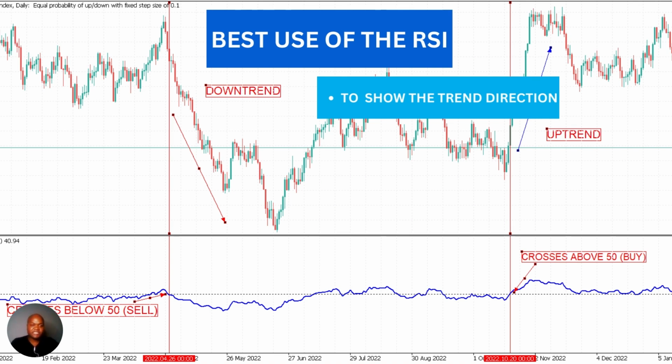We can see from the chart that when the RSI was below 50, the market was moving downwards. Then when it crosses above the 50 level, you will know that you're now in an uptrend. You can see from the chart the price was moving up when the RSI was above the 50 level. So this is a very unique but very profitable and powerful function of the relative strength index.